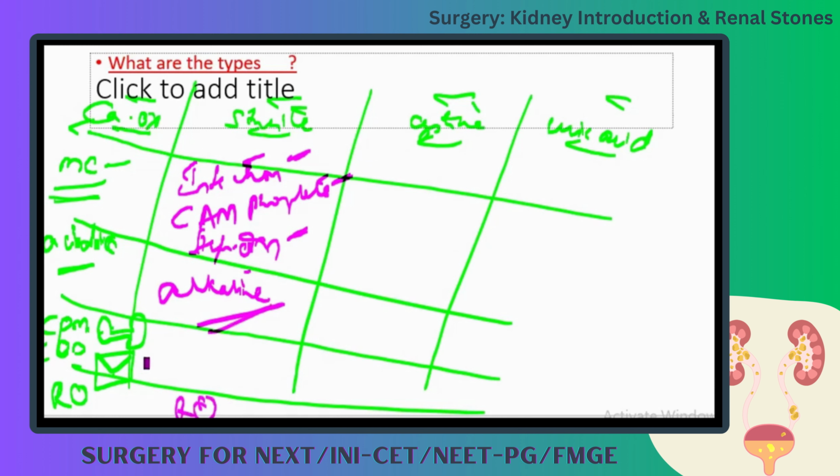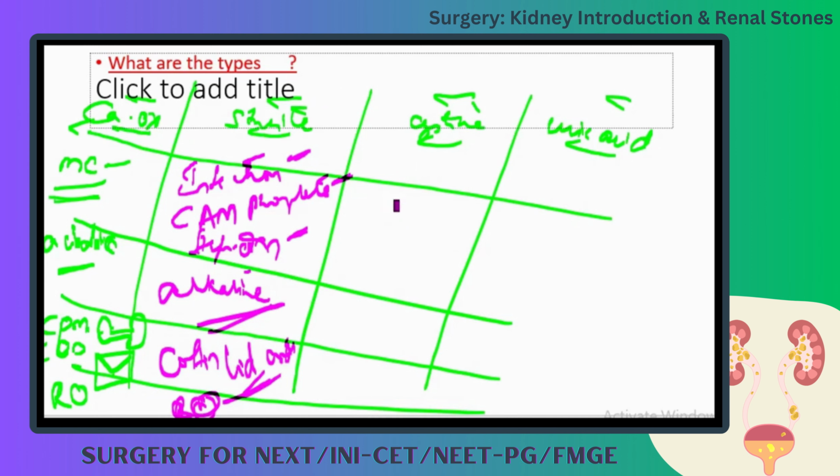The shape is, can anybody tell me the shape of the stone? Struvite, infection. It is dangerous. It is staghorn. It is not a staghorn, the shape is coffin lid crystal. It looks like staghorn, but the shape is coffin lid. Coffin lid crystal type of stone. It is dangerous. Just remember, coffin lid. It is death. Infection is death.